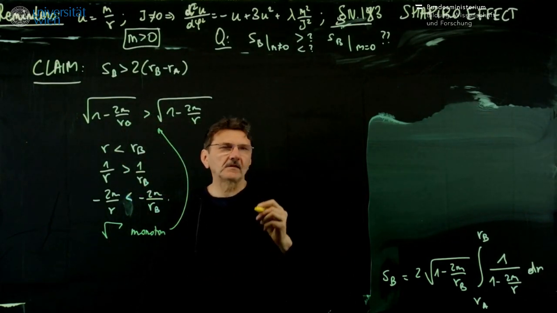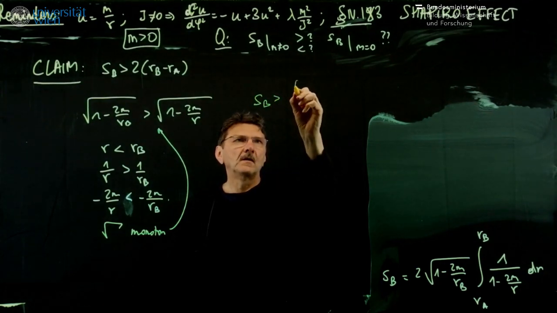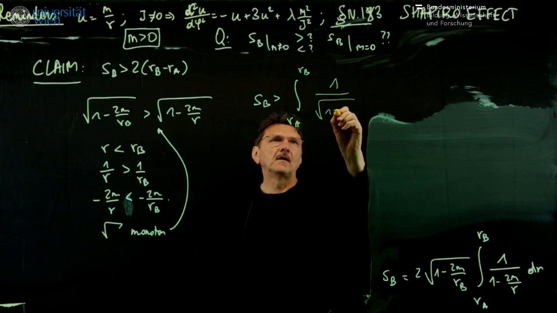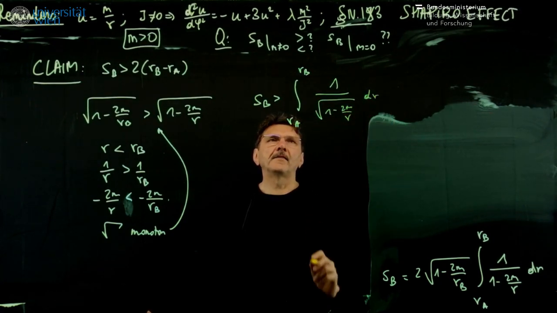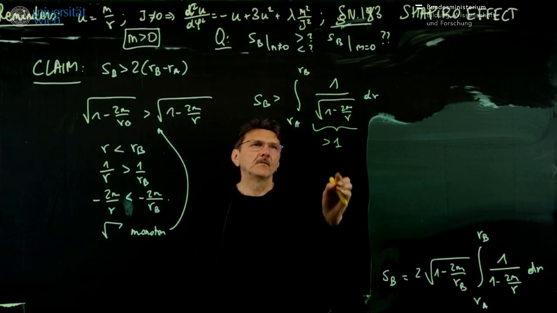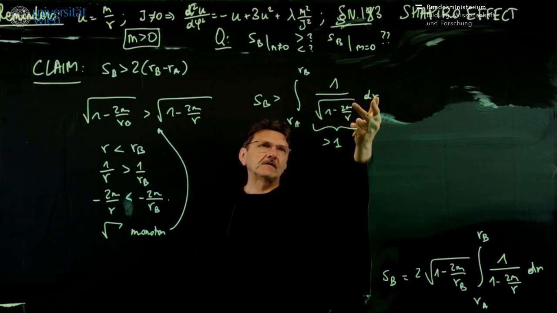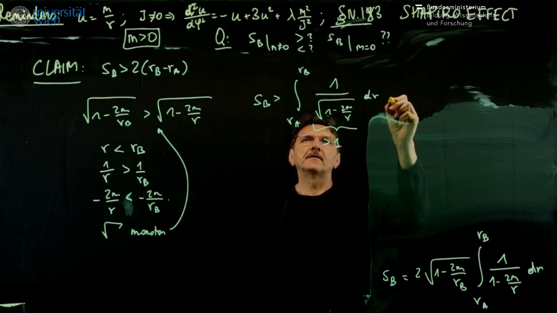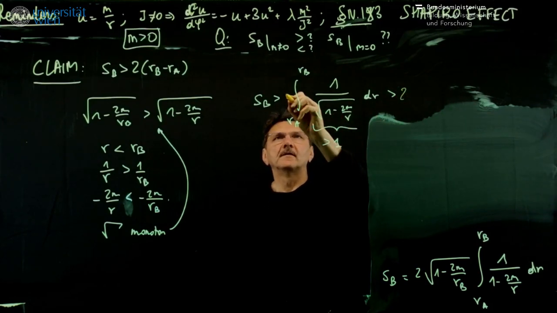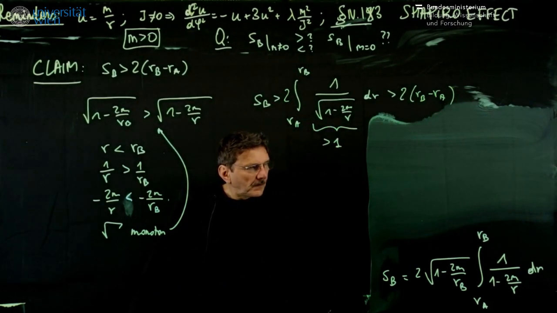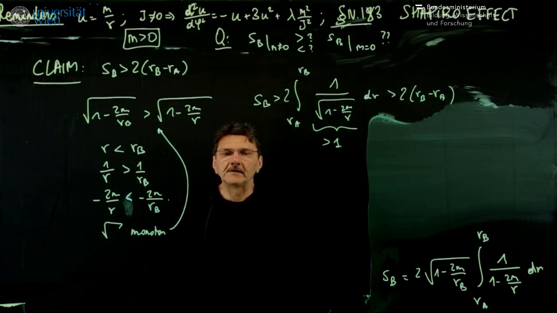Good. So we put this in the integral, so we say that SB is larger than the integral of RA to RB. If I put it in, I'm left with a square root here, and then this is larger than one, because 1 minus 2m over r is smaller than 1, the square root is still smaller than 1, and 1 over something smaller is larger. So it's larger than the integral of 1, which is twice RB minus RA. So this is the Shapiro delay.